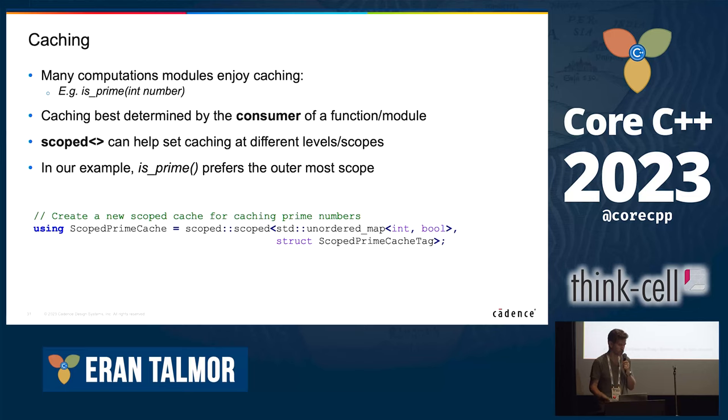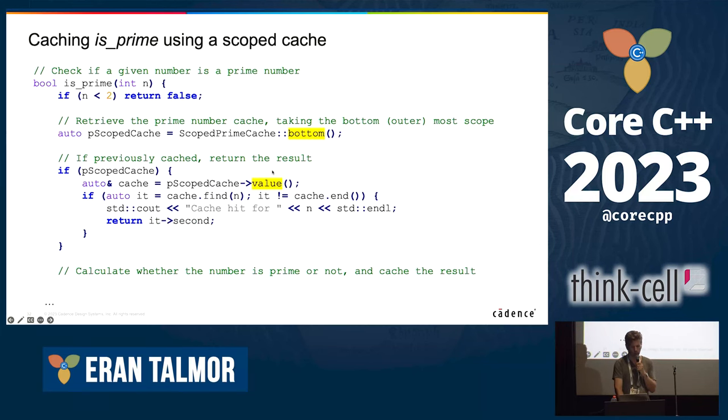In this example, we're computing is prime. It's really simple. So is prime determines whether a number is a prime. And you want to cache the result, whether it's true or false, you still want to cache it. So we define a scope prime cache. And the value here is an unordered map from integer to a boolean, whether it's prime or not. And here, inside is prime, we're looking for an instantiated cache. But in the previous example, we looked at the top of the stack. Here we're looking at the bottom of the stack. And this is a semantical choice for cache. It makes sense to take the largest cache, the reason we're using the bottom.